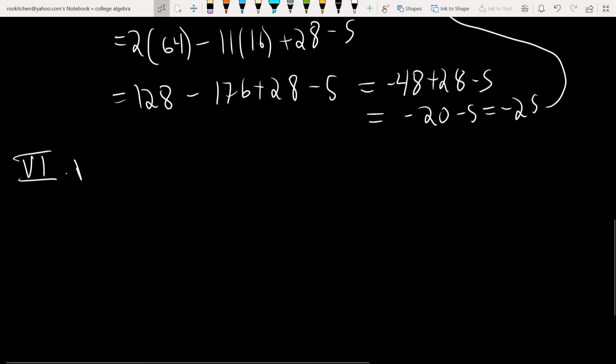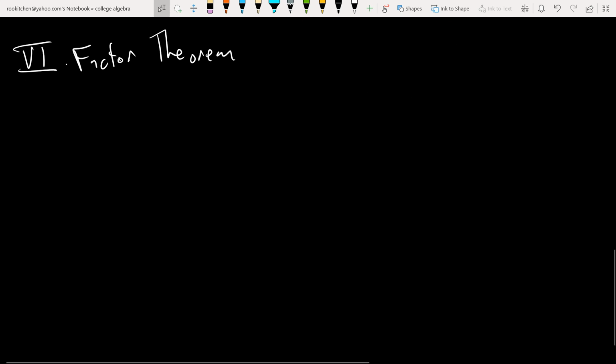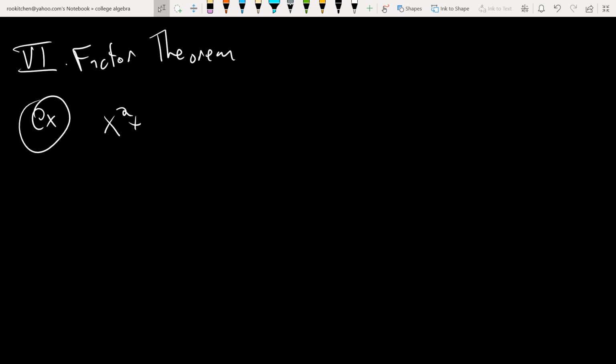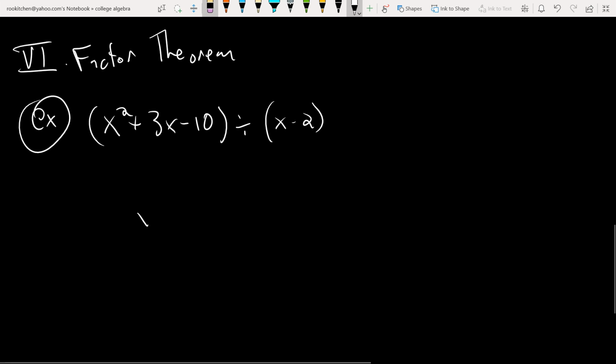Another neat theorem is the factor theorem, and I talked about this at the beginning of the lecture. If you do your division and you get a remainder of 0, you can use that to factor the initial polynomial. So, example, x squared plus 3x minus 10 divided by x minus 2. Okay. So we're just going about our daily business. So we could use synthetic division here.